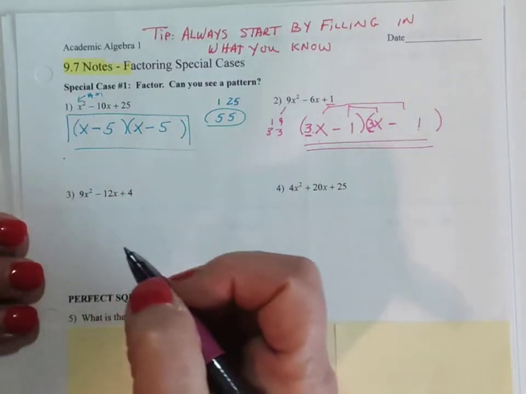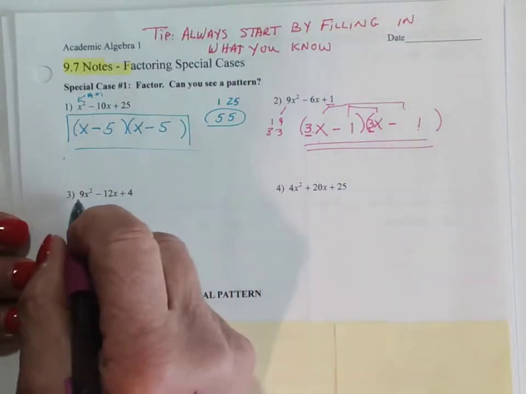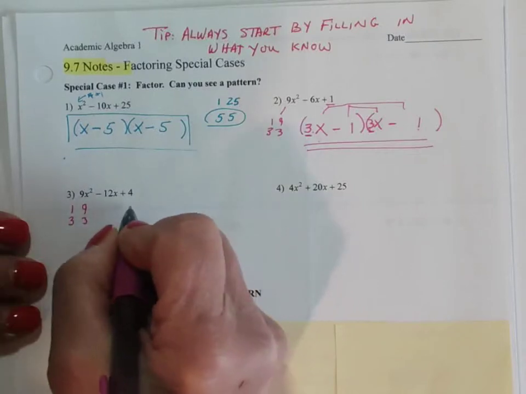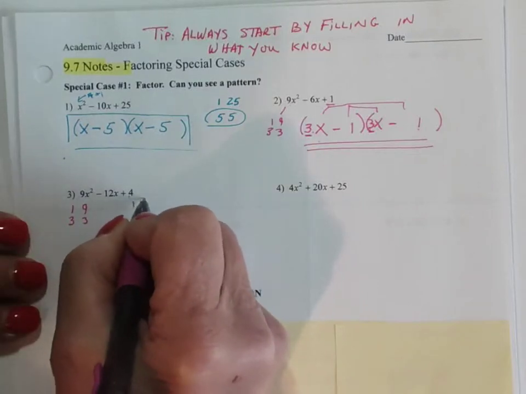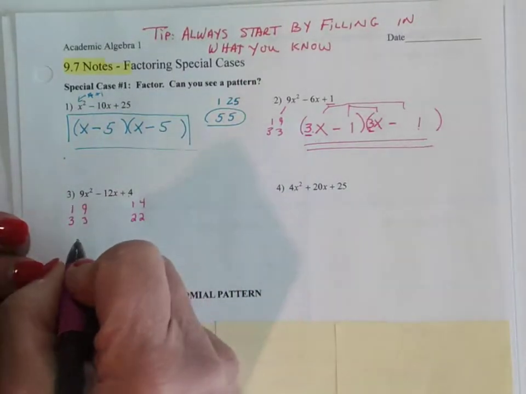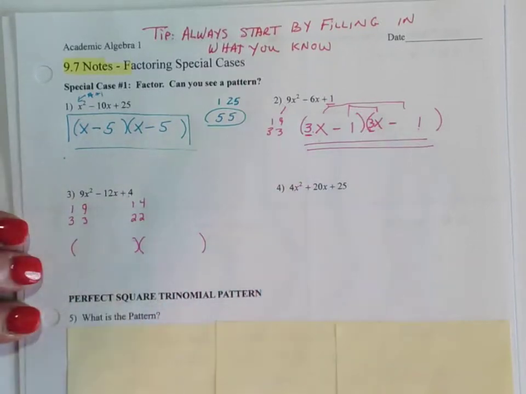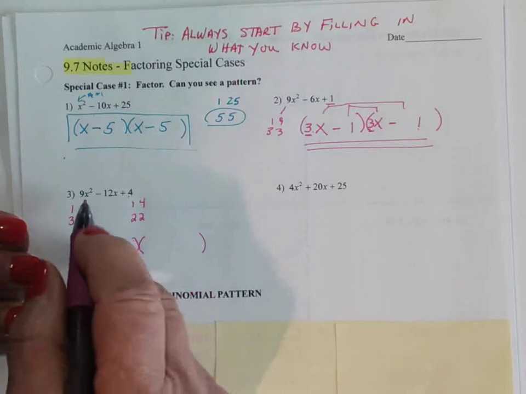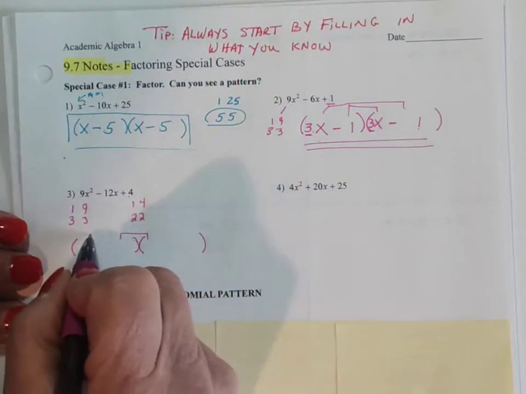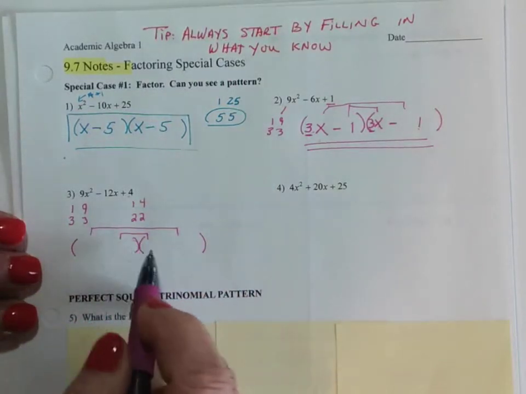So now we have this problem right here. The factors of 9 are 1 and 9, 3 and 3. Factors of 4 are 1 and 4, 2 and 2. So now we're going to set up our two sets of parentheses. We know that we're going to have, and put these little brackets here to kind of help you visualize how you're going to arrange these terms.